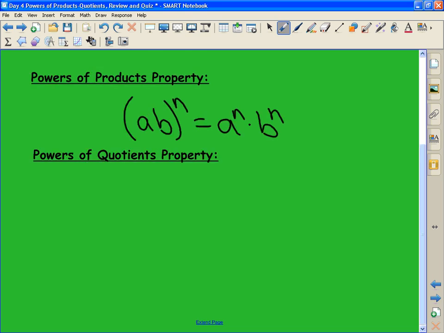And then the last one that we're going to squeeze in our green notes is this one. If we have a over b to the n, that's just a to the n over b to the n. And that again is for all n.